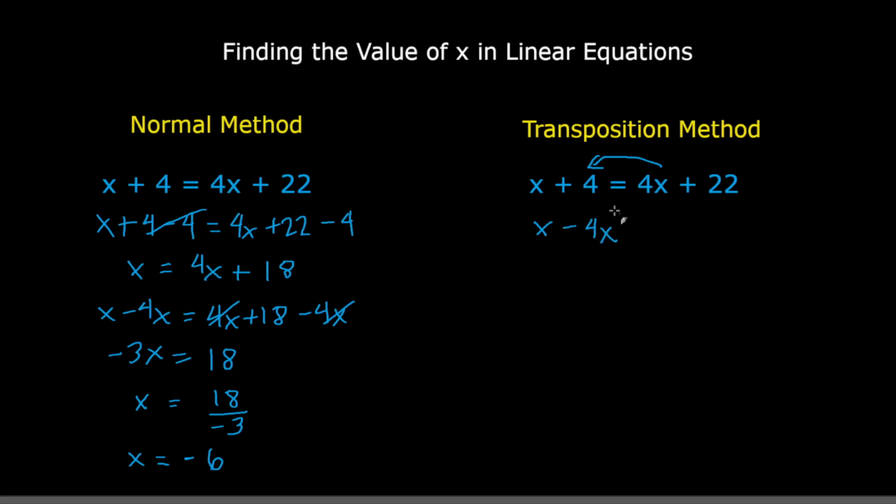And then, ito namang 4, i-transpose din natin dito sa kabila. And since positive 4 siya, pag tumawid na siya ng equal sign, magiging negative 4. And then, copy na lang natin 'tong plus 22. Now, kung mapapansin nyo, na-skip natin 'tong tatlong steps. And then, to simplify it further, so, x minus 4x is just equal to negative 3x.